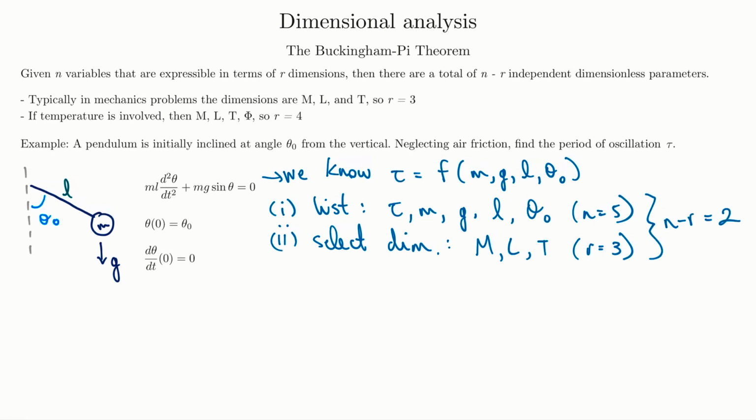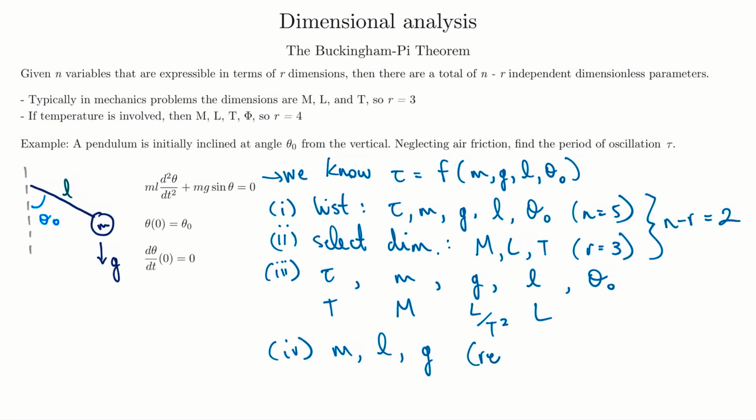And I'm going to do it systematically. Okay, so first let's write these out with their dimensions: tau, m, g, l, and theta naught. So I'll write the corresponding dimensions below them. We're going to select repeating parameters. The trick for this is generally you pick the most basic 3, or essentially you want to pick the ones that you're not interested in analyzing. So we know we need to find the period of oscillation, tau, so we're not going to pick that one. So m, l, and g, and of course those are 3 basic parameters that are fundamental to this problem.